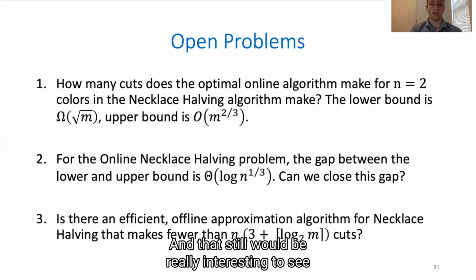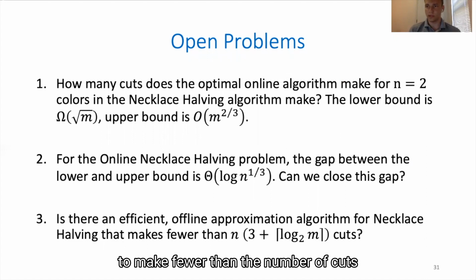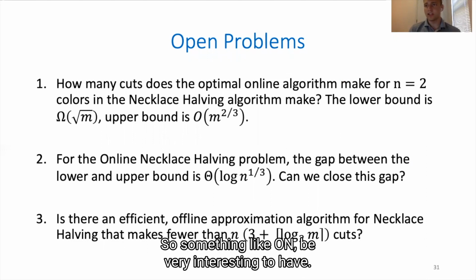And lastly, it would be really interesting to see if the offline approximation algorithm for necklace halving can be improved to make fewer than the number of cuts that our algorithm makes. So something like O of n would be very interesting to have.